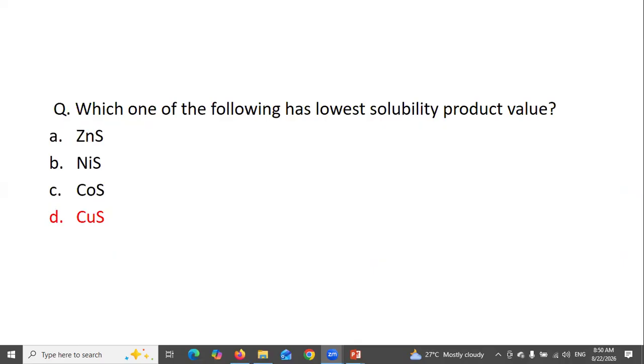Which one of the following has the lowest solubility product value? Copper sulfide, because sulfide is the soft base and copper has the smaller charge radius and is the soft acid.